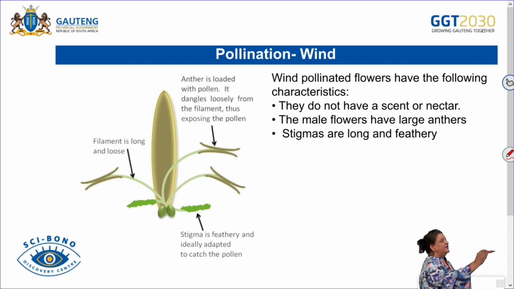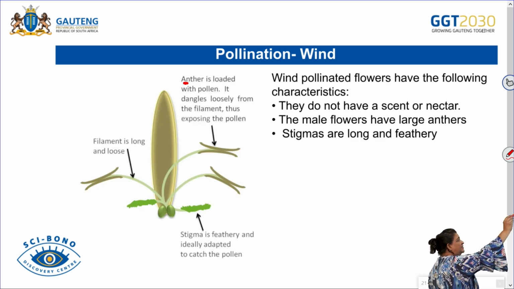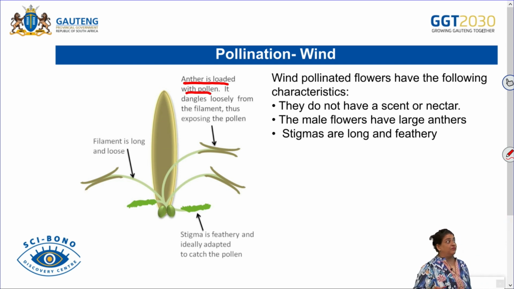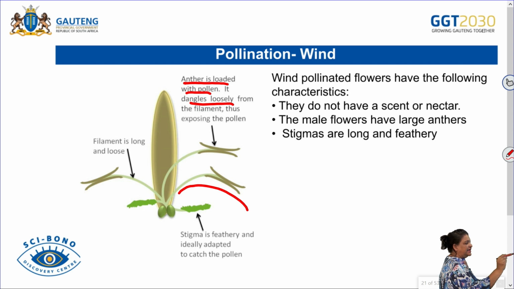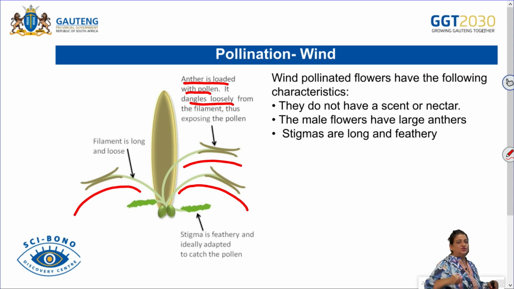So wind pollinated flowers, the anther is loaded with pollen. Loaded means lots of pollen. It dangles loosely. You can see that here is the filament and all the anthers are busy dangling out like that, so that when the wind blows, they will shake and dust off the pollen. So wind pollinated flowers have the following characteristics. They don't need to attract insects. So they don't need to be brightly colored. They don't need to give off a sweet smell because they're not attracting insects. They do not have nectar.